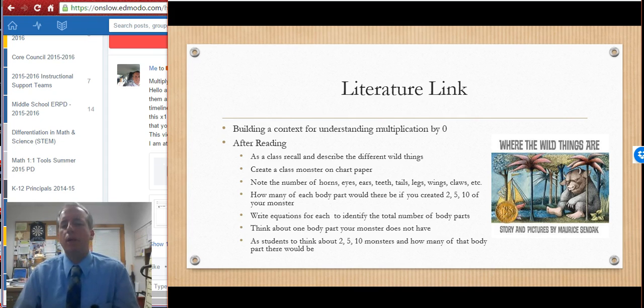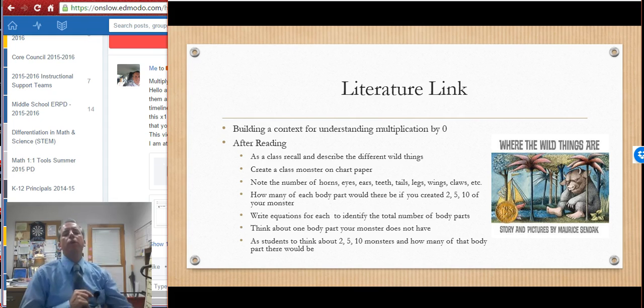Let's think about how many eyes we are going to give it, how many teeth, how many legs, wings, claws. Let's brainstorm all the different things that different kinds of monsters have. And once we have all of that built, now we get to swing in the math, right? So now we say, okay, we built our class monster, and let's say he has 13 teeth, or let's say he has 7 teeth. So he has 7 teeth. Well, what if we created 2 of our monster? What about 5? What about 10?